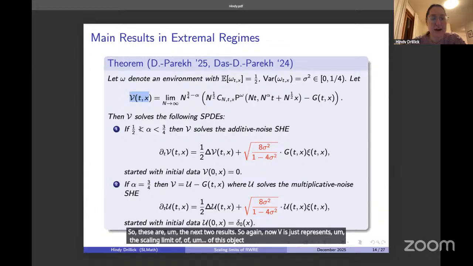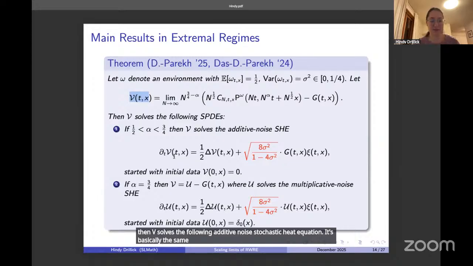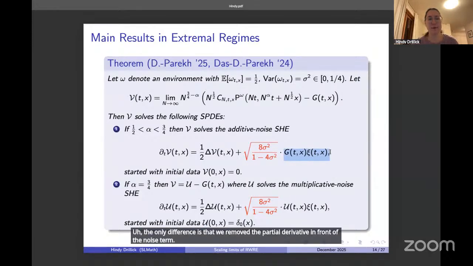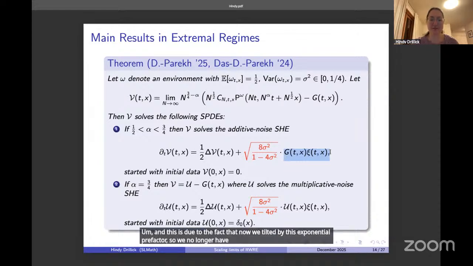So if alpha is strictly between 1/2 and 3/4, then V solves the following additive noise stochastic heat equation. It's basically the same stochastic heat equation as before. The only difference is that we remove the partial derivative in front of the noise term. And this is due to the fact that now we tilted by this exponential prefactor, so we no longer have conservation of mass anymore.